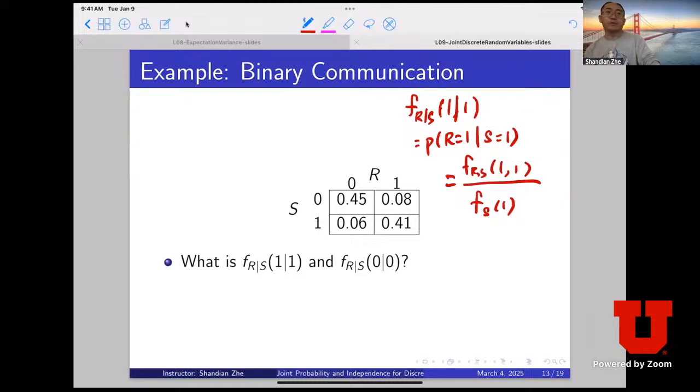Any question? Okay, so what is the numerator from the table? What is the joint density at 1, 1? Here, right? 0.41. What's the marginal density of S at 1?